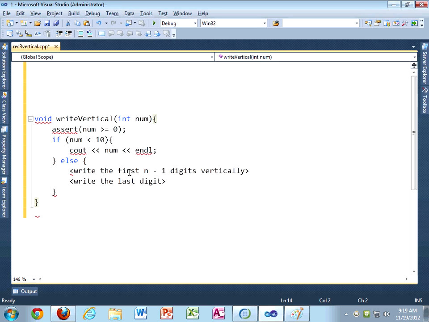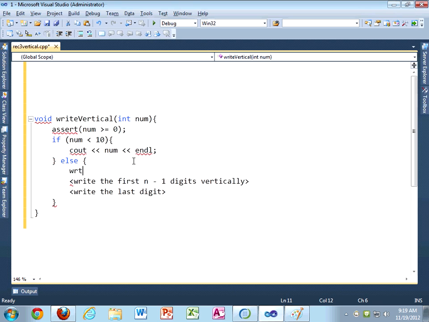And then we'll be done, right? Okay. So how are we going to do that? Write the first n-1 digits vertically instead of doing it on top.